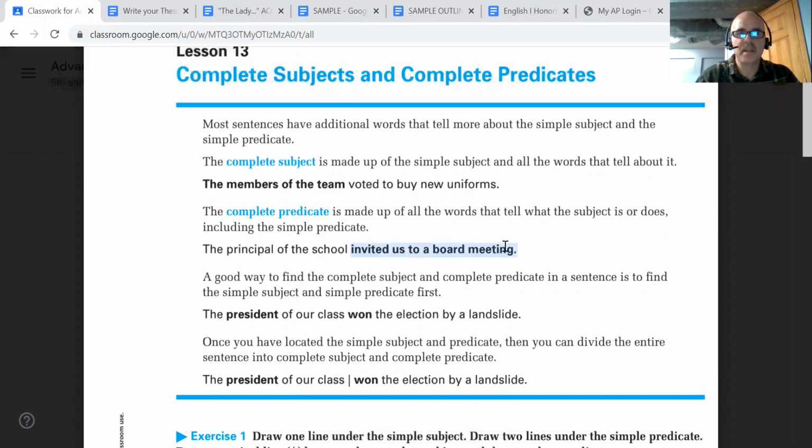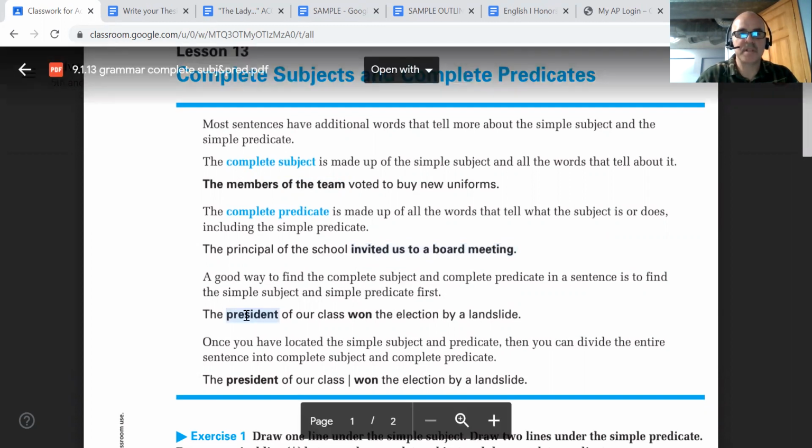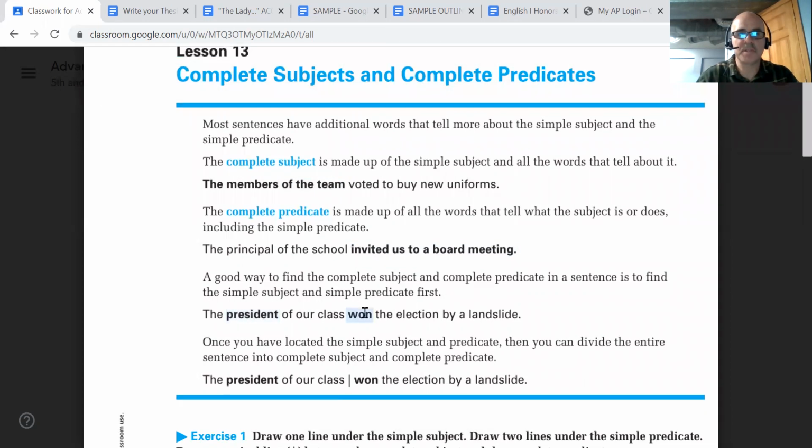Moving on, a good way to find the complete subject and predicate in a sentence is to find the simple subject and simple predicate first, right? We can see the president is the subject of the sentence, and then "won" is what the president did, right? "Of the class" is obviously going along with the subject because it's describing the president, right? So that complete subject would be this.